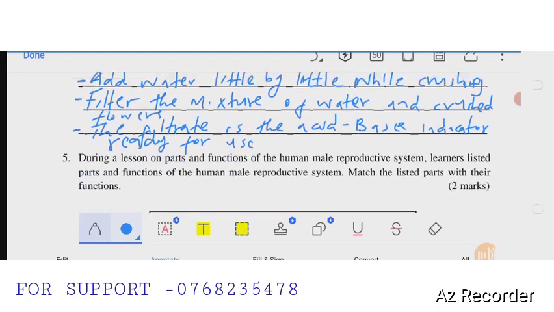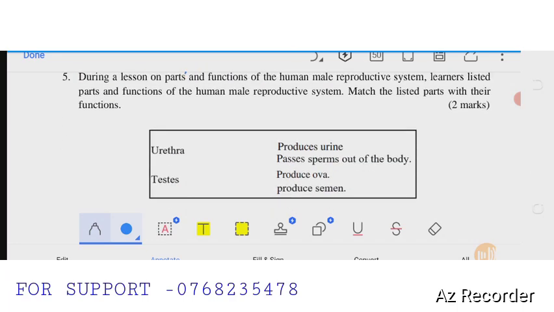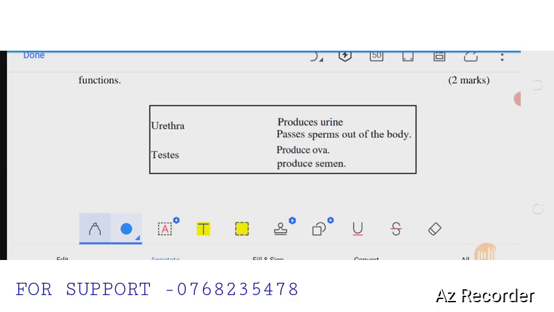That's the alternative method that you could use. So the next question, which is on reproduction, says, during a lesson on parts and functions of the human reproductive system, learners listed parts and functions of the human male reproductive system. Match the listed parts with their function. So the first part was the urethra. The second part was the testis, which is in plural. So what are the functions?